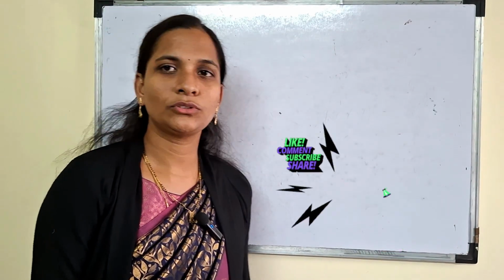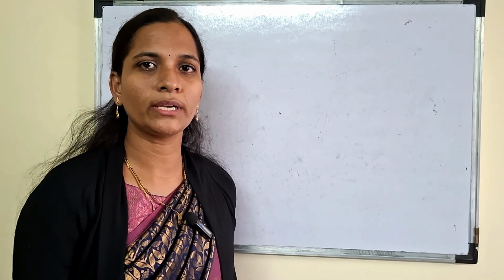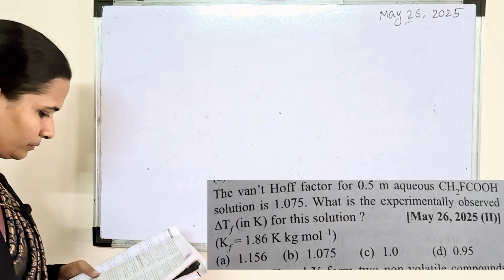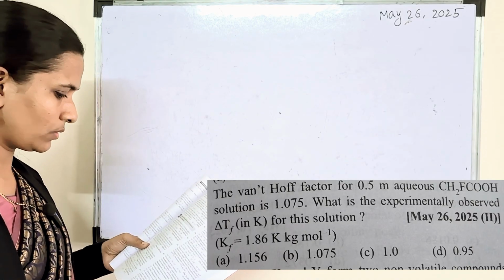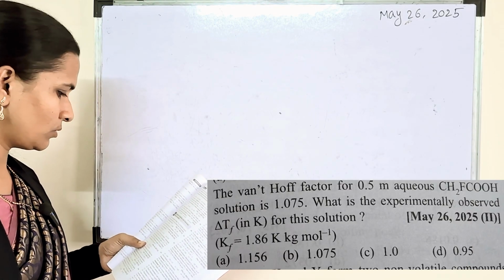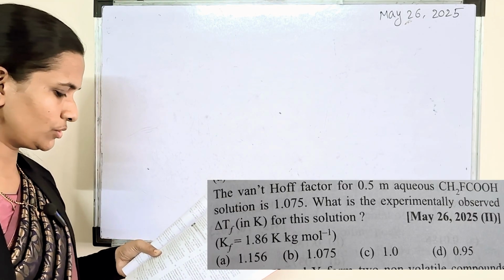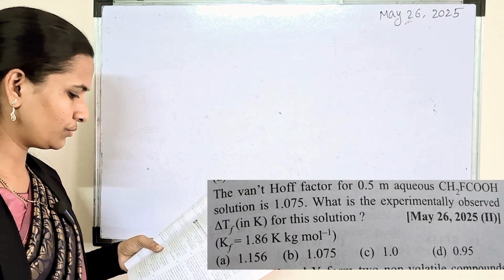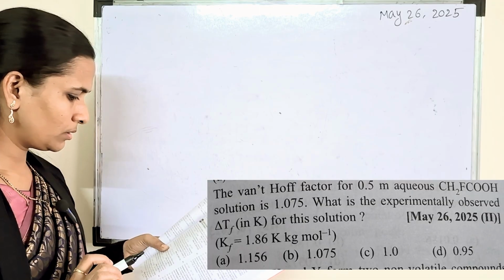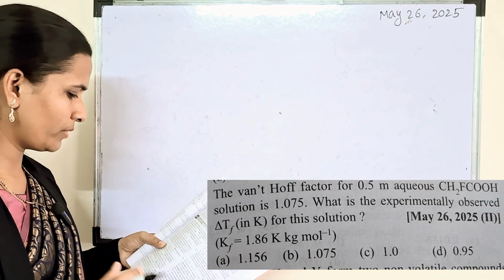Good evening, students. Today we are discussing the solutions topic, subtopic colligative properties. The question says the van't Hoff factor for 0.5 molal aqueous CH2FCOOH solution is 1.075. What is the experimentally observed delta Tf in Kelvin for this solution? The Kf value is also given.